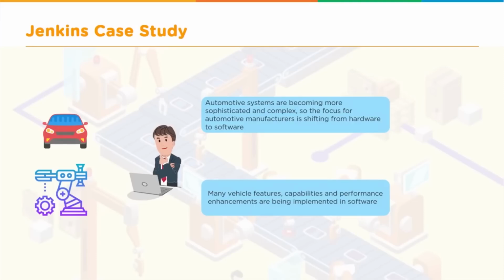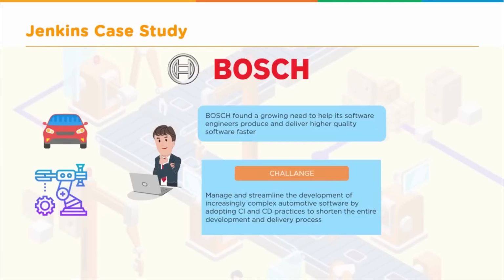What this means, though, is that the software within these cars is becoming more complex and requires more testing to allow more capabilities and enhancements to be added to the core software. So Bosch is a company that specifically ran into this problem, and their challenge was that they wanted to be able to streamline the increasingly complex automotive software by adopting continuous integration and continuous delivery best practices, with the goal of being able to delight and exceed the customer expectations of the end user.